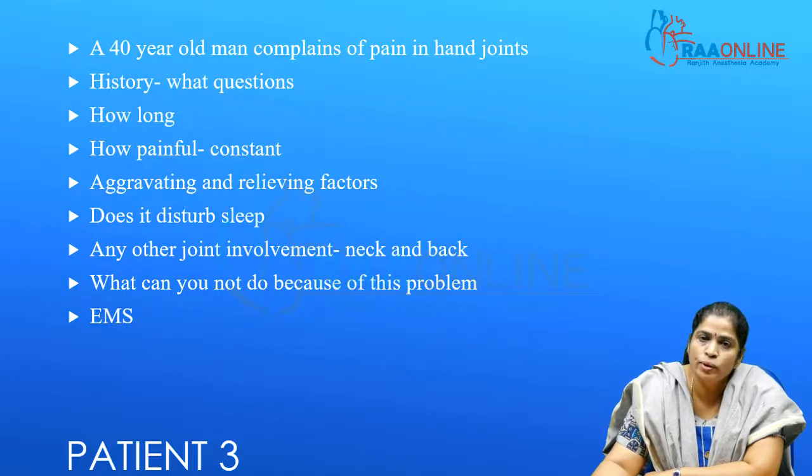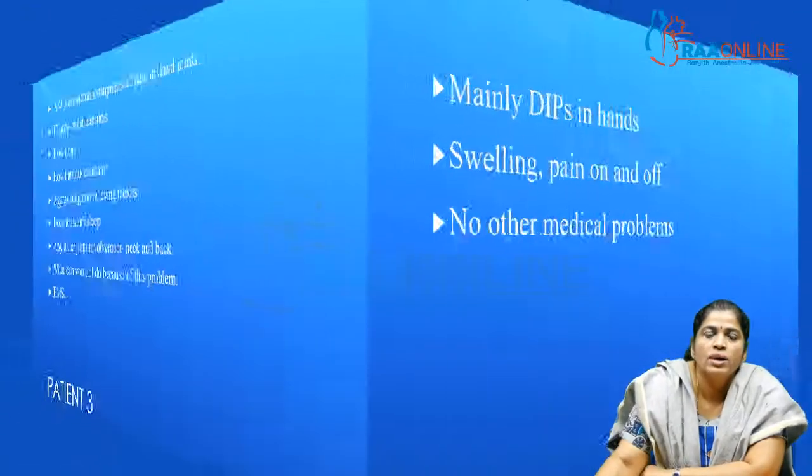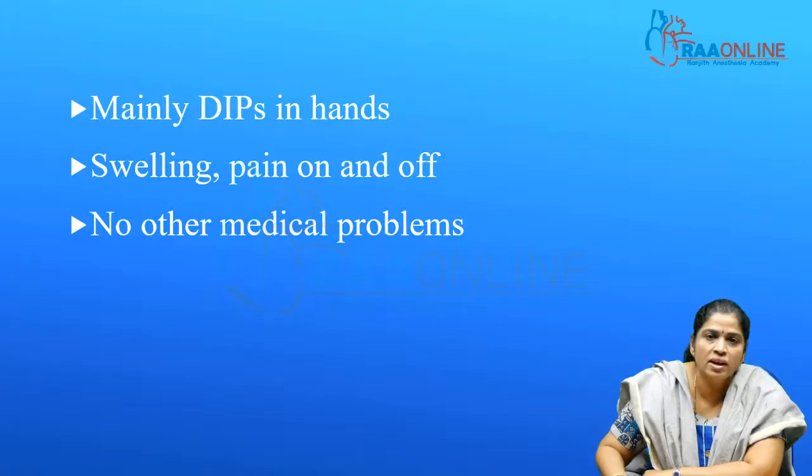What can you not do because of this problem? He says he's unable to go to work when these episodes happen. He's not able to use his hands at all. And he does complain of early morning stiffness during the episodes for about an hour or so. When asked which joints in his hands are affected, he points to his DIPs, distal interphalangeal joints. Those are the main joints that are swollen and painful during the episodes. The swelling and pain are on and off, not constant, and he does not have any other medical problems.